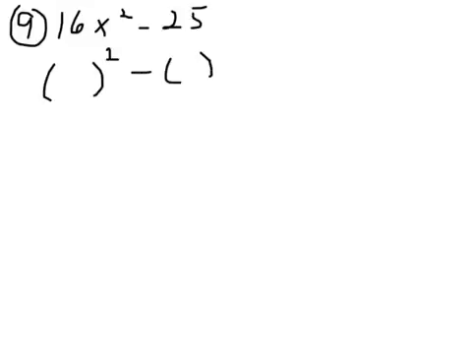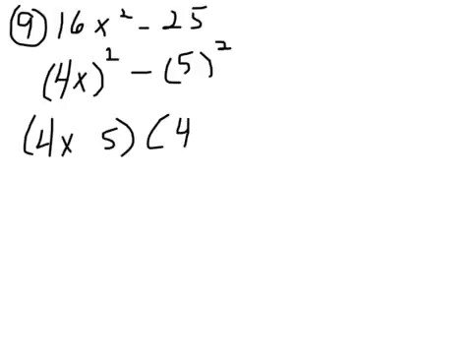Okay, so what do you square to get these two terms? What do I square to get 16? 4. What do I square to get x squared? X. What do I square to get 25? 5. So it's 4x and 5, and on one of them I need a plus, on the other one I need a subtraction sign.